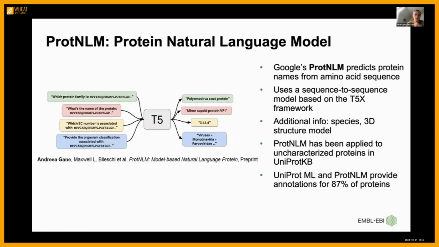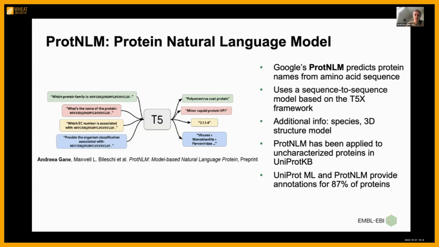And then the last one to mention is ProtNLM, a natural language model that comes from Google. And so this will predict protein names from amino acid sequence. It has this sequence-to-sequence model, represented here with the T5 in the middle of the schematic. So sequence data goes in and it comes out with a prediction as to what the name should be of that sequence.